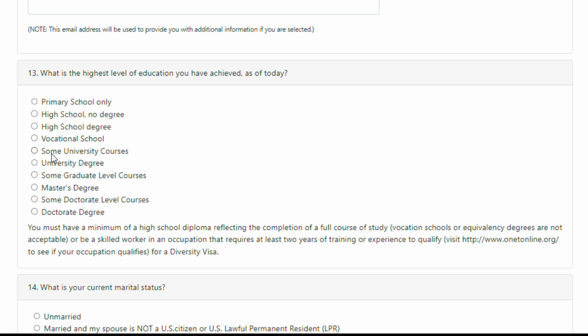A good example is if you come from countries where they have diploma as a level of education, and then after diploma you have the degree from the university, then that diploma comes under some university courses. If you come from that country, you understand what I mean. But any education above high school but below university undergraduate degree, you select some university courses. Or even if you started university education and dropped out due to one reason or the other and could not complete it, you select some university courses.